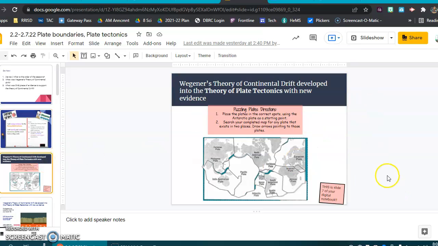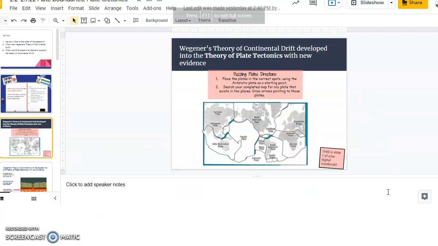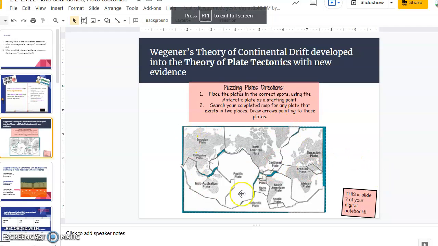So here on slide 7 of your digital notebook, I'll make it a little larger, are some puzzle pieces. And you want to put those together. You want to move them around as best you can. They may not fit, but we're going to also add in here, it says, then search the map for two plates that exist in two places. Remember, this is a flat map of a round object. So I'm looking around. Oh, there's the Eurasian plate.